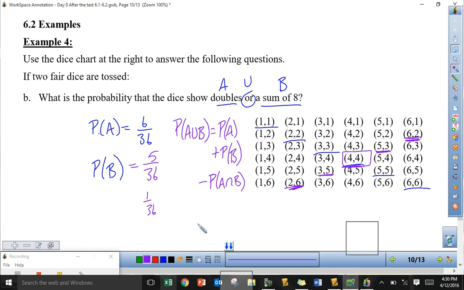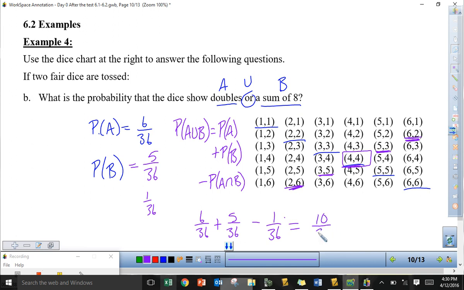The probability of A was 6 over 36. We're adding that to the probability of B, which was 5 over 36, and then we're subtracting off that intersection, 1 over 36. In this case, we only had one outcome that was in both. There is always the possibility that we have more in our overlap, so be careful to pay attention to that. So we have 11 minus 1, which will look like 10 over 36. Again, every single time we can reduce, we want to make sure we do. So the probability of getting doubles or having a sum of 8 would be 5/18.